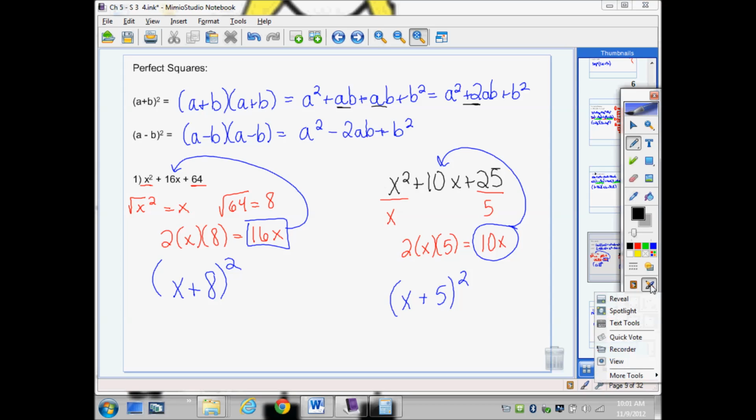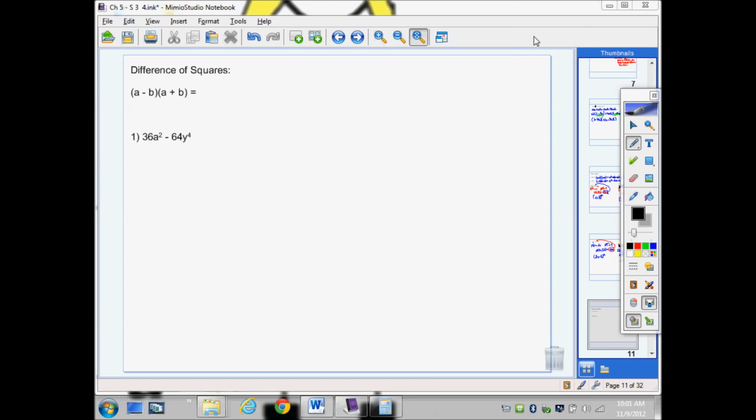The difference of squares is, if I take 2 terms that are the same, or 2 binomials, but one's a plus and one's a minus, and I multiply those together and I FOIL it all out, I would get a squared minus ab plus ab minus b squared. Well, plus ab and minus ab cancel each other out, and so what it actually ends up being is a squared minus b squared. So when you have a difference of squares, we take the square root of the first term.